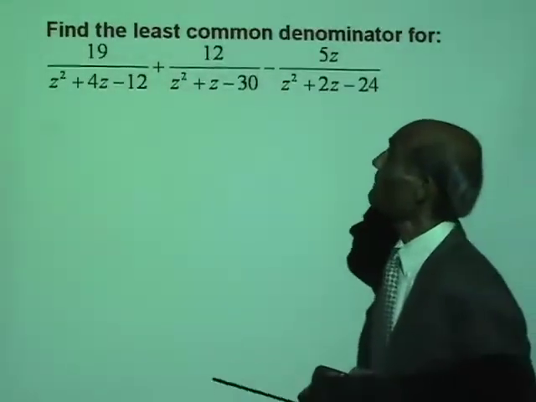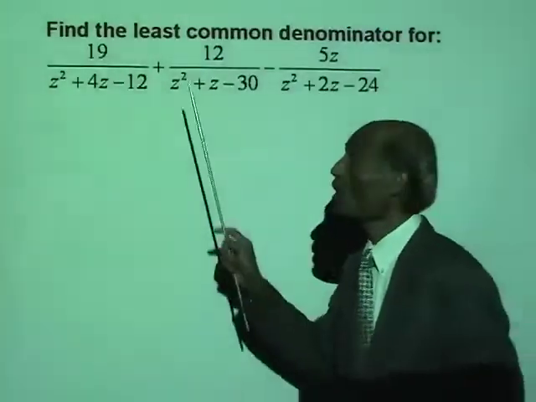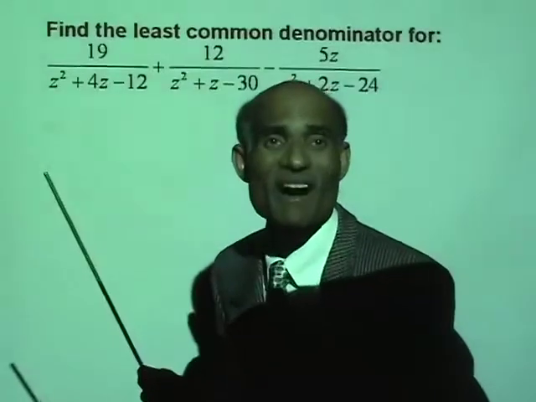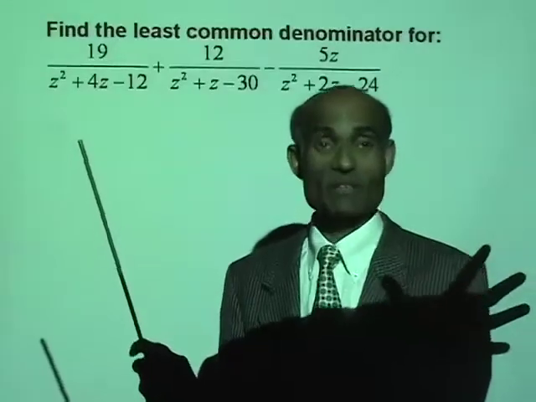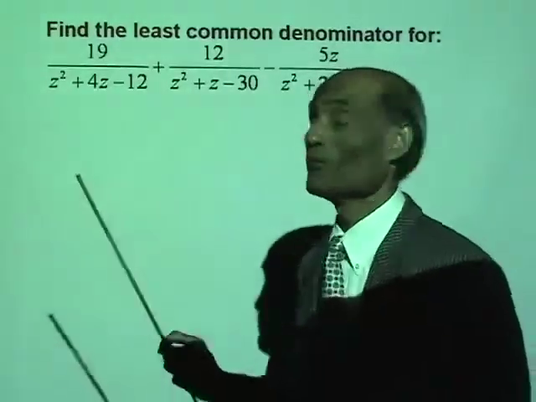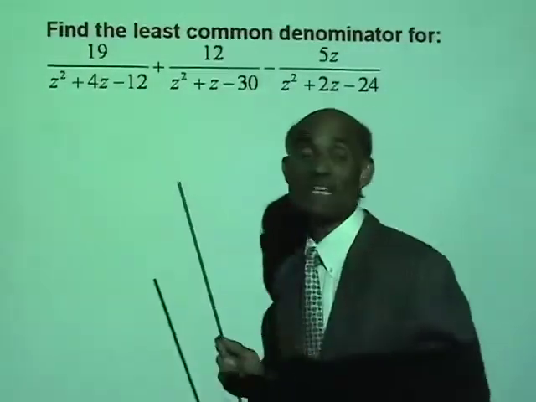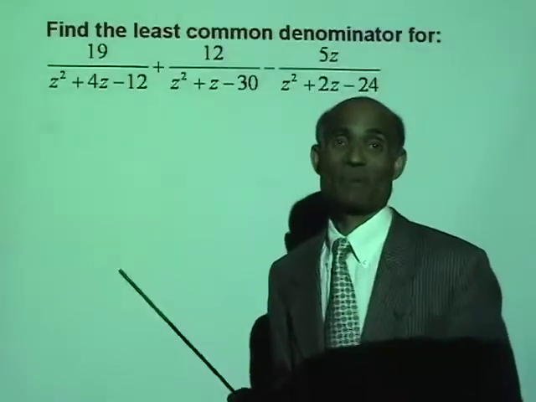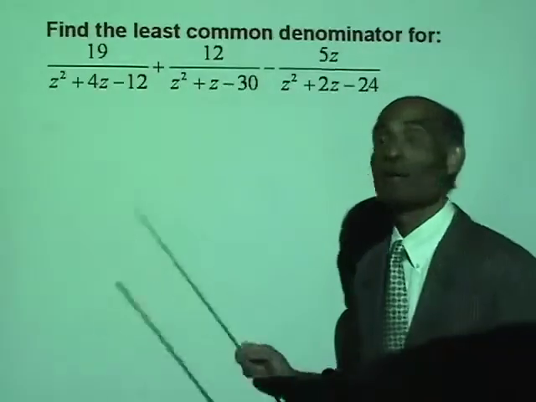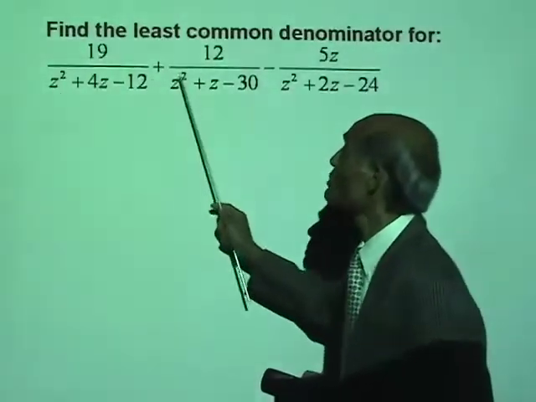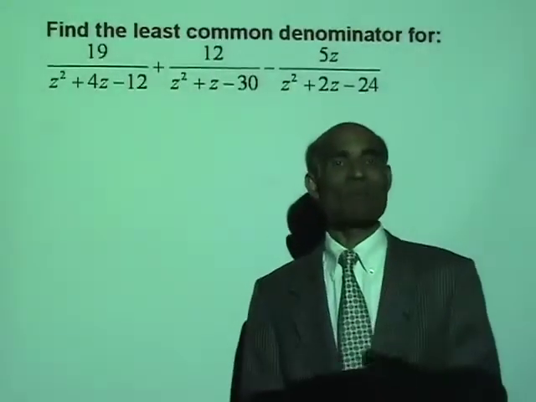Alright, let's try this now. Find the least common denominator for this. Although this looks like you have been asked to add the rational expressions, you are not required to add it. That we will do in our next lesson. All we are going to do here is find the least common denominator. Alright, this is simpler than the one we just did. Why? Because in all these denominator trinomials, the coefficient of the first term is 1. That will make it very simple.